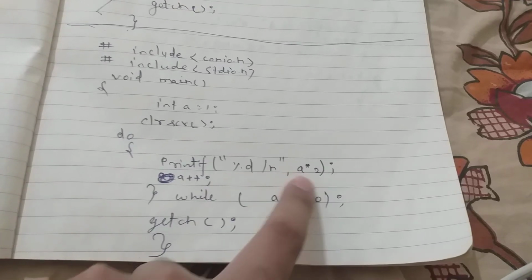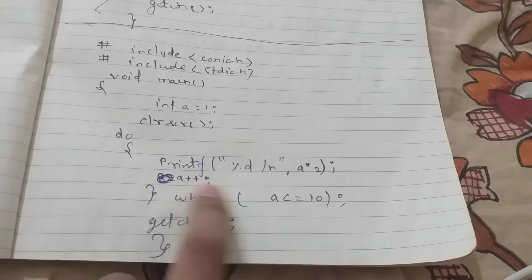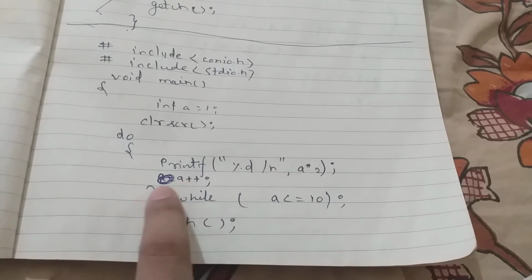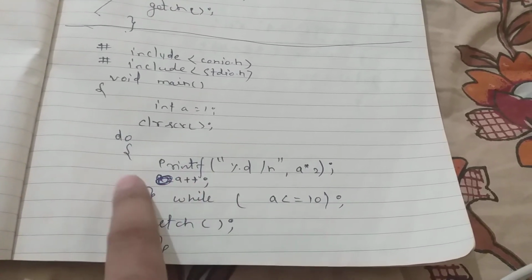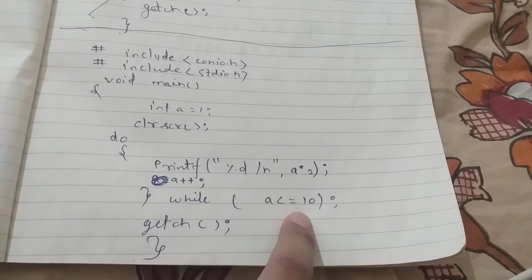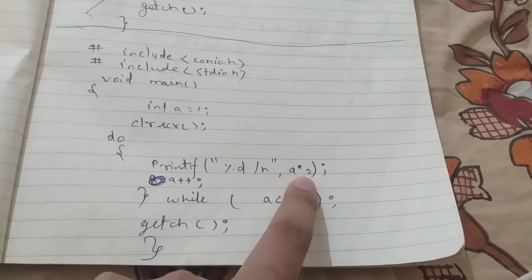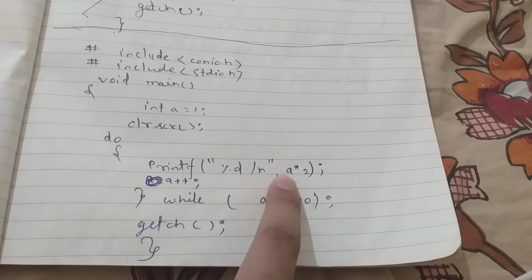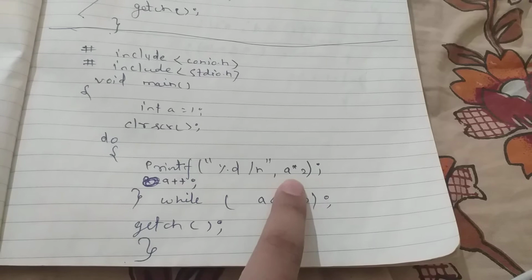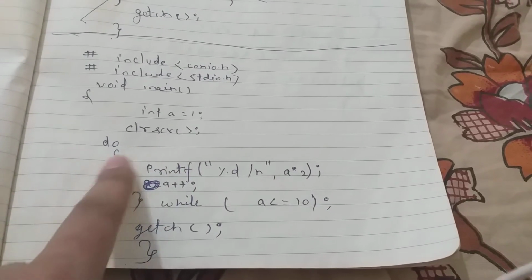After that, 2 into 2, 2 twos are 4, 4 will be printed. After that, the value of a is incremented and it becomes 3. The control enters the loop again, as the condition is true here, a into 2, and the value of a being 3, 3 twos are 6, 2 threes are 6. Similarly it goes on and on.